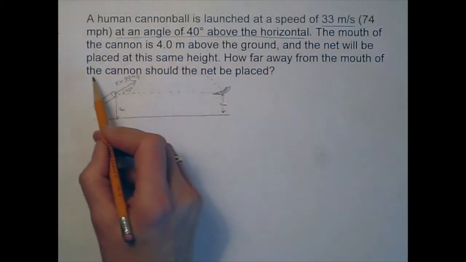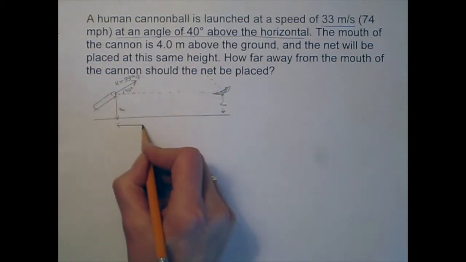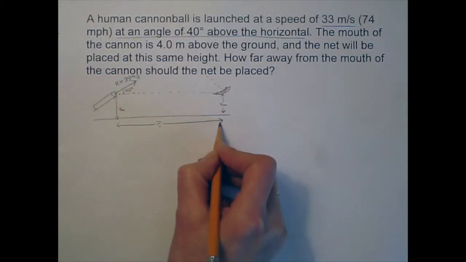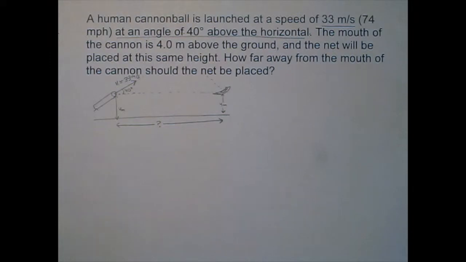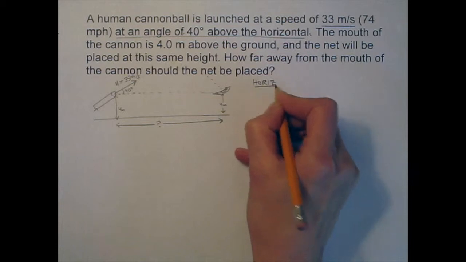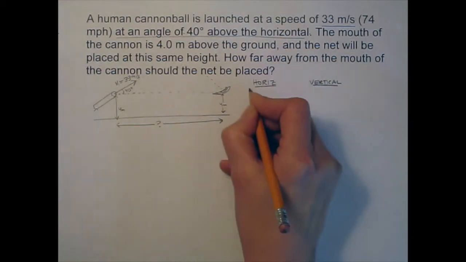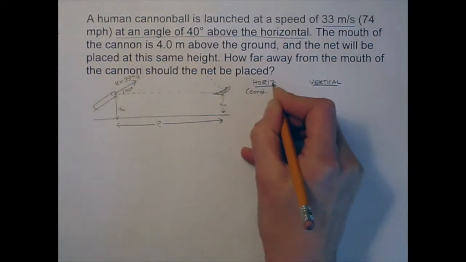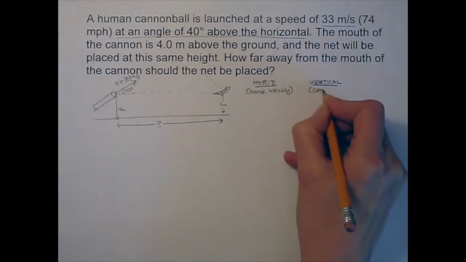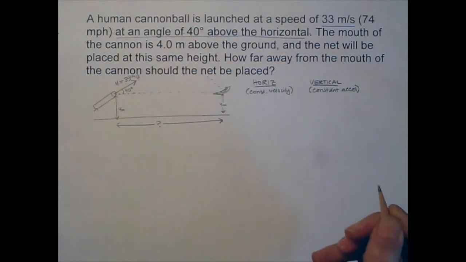How far away from the mouth of the cannon should the net be placed? So we are looking for this distance here, from the mouth of the cannon to the net. So whenever you are working with projectiles, always set up your list of variables with a horizontal list and a vertical list. Horizontally, we have constant velocity. Vertically, we have constant acceleration, with the acceleration being free fall.